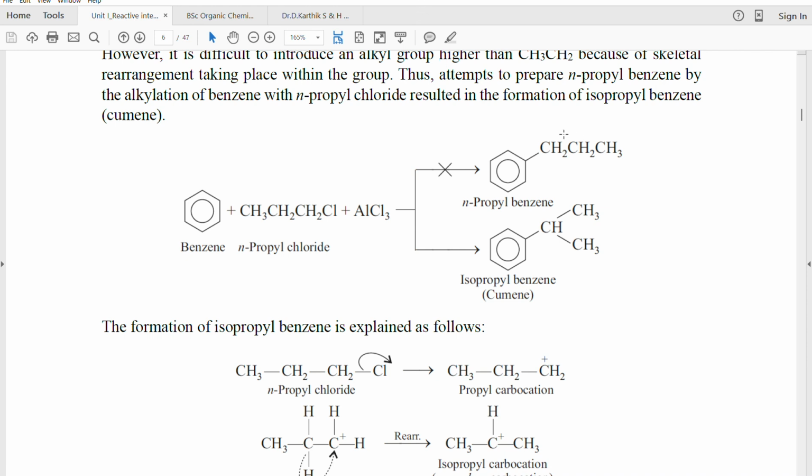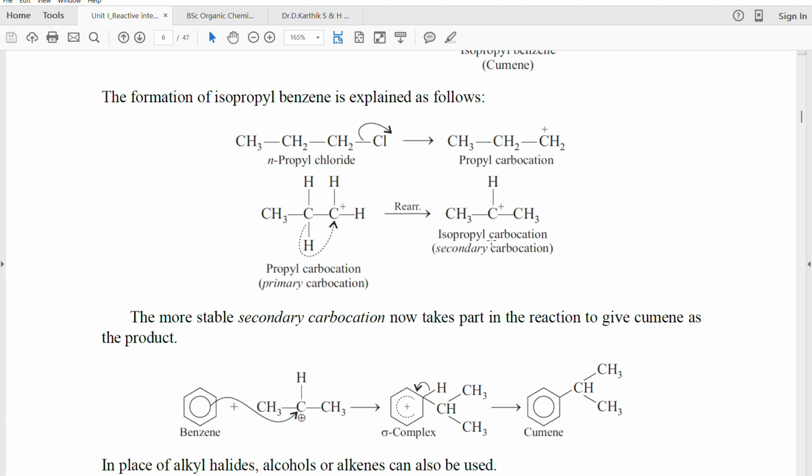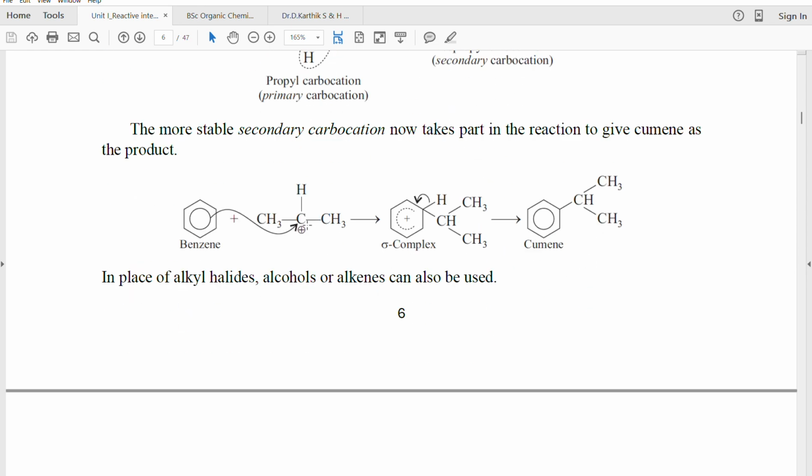Yes, sir. Okay. So the reason we have seen it is because of the stability of the carbocation which forms in the intermediate stage, right? So when we treat this N-propyl chloride with AlCl3, it generates the primary carbocation, and this primary carbocation is not stable, so it goes through internal rearrangement. The hydrogen shifts to the primary carbocation and it generates the secondary carbocation. This is stable, and this secondary carbocation will be attacked by the benzene ring and it generates the cumene.